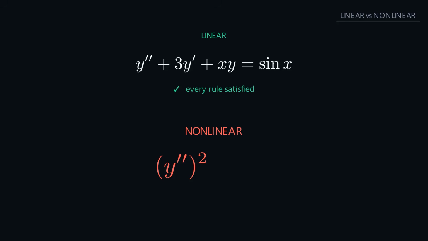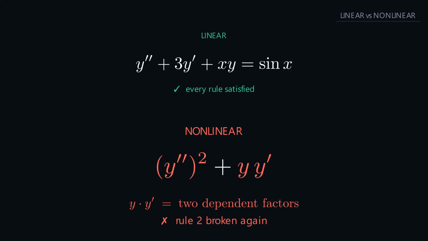Now let's look at nonlinear. Nonlinear being y double prime squared. You can't have y double prime squared because that equals y double prime times y double prime. One of our rules is broken. Plus y times y prime. Again, another rule broken. y times y prime is a product involving two dependent variables. I think you get the idea, hopefully. If not, again, ask me in the comments, I'll cover it for you.